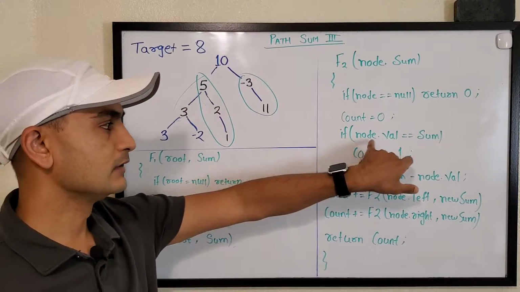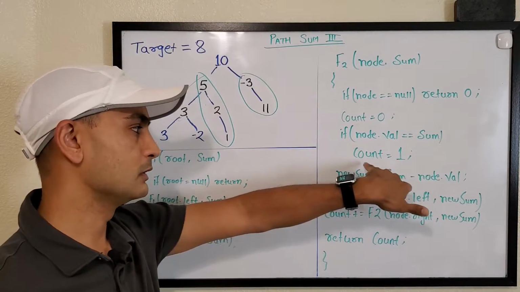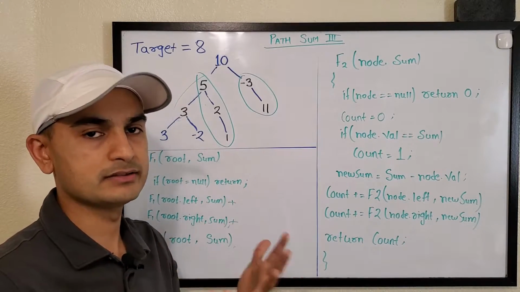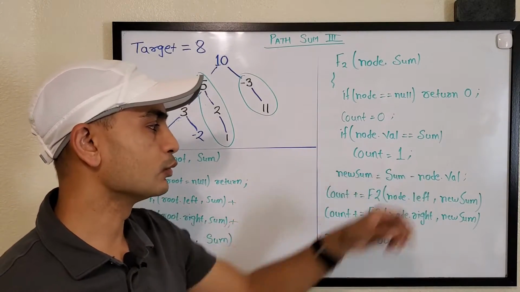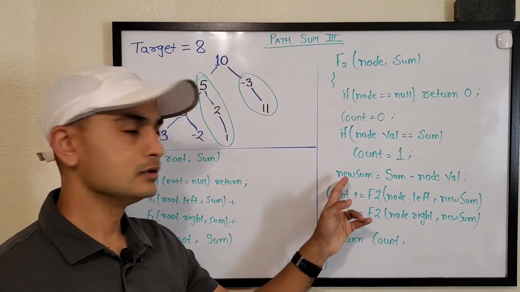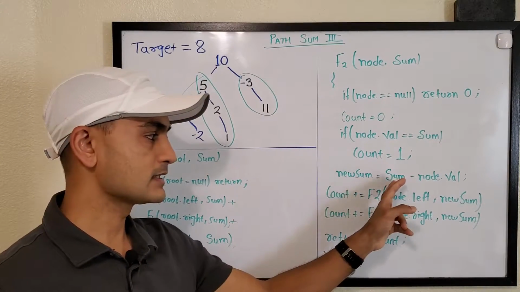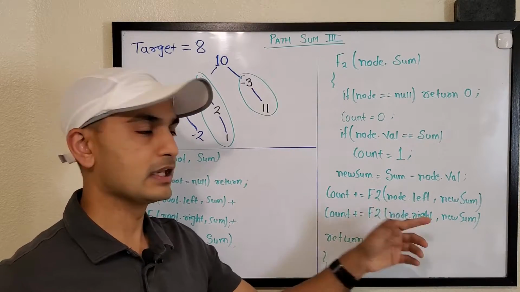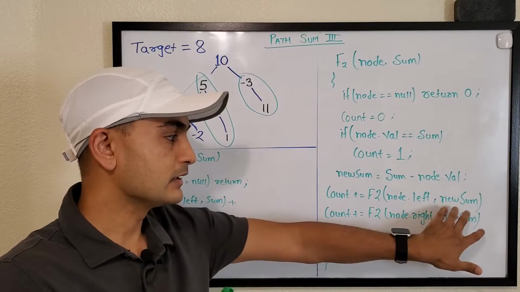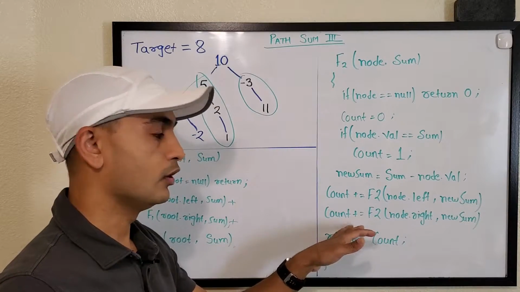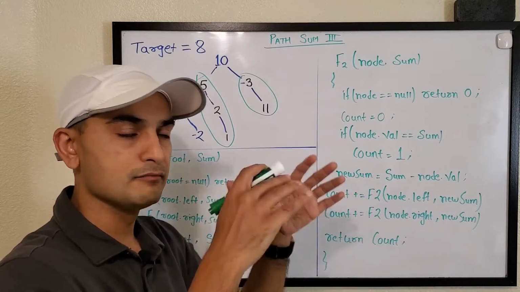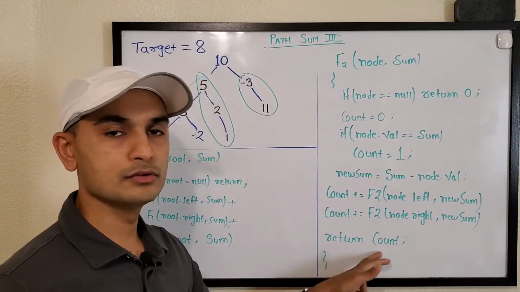Obviously, if node value is equal to sum, we'll say, okay, your node value is the sum, so that's it, one path found. So count equals 1. And then we'll calculate a new sum, which is sum minus node value, and we'll say, in the left tree, try to find this new sum, or in the right tree, try to find this new sum, give me all the paths, and then return all those counts.